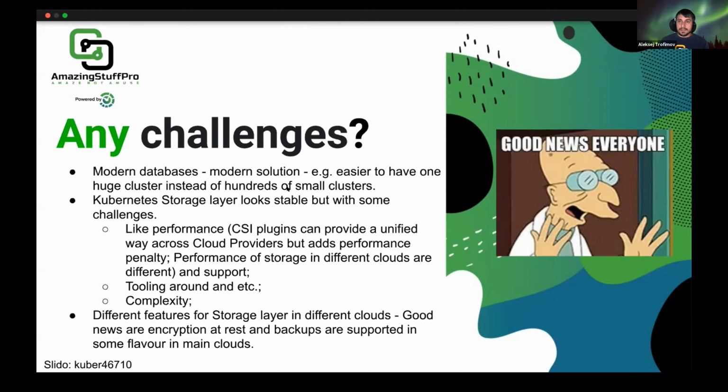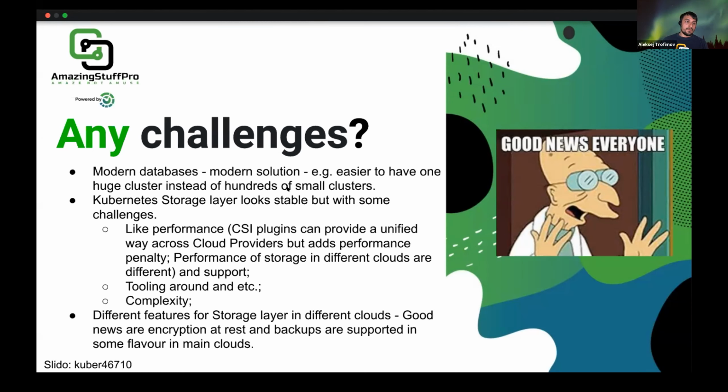Additionally, from our tests, the Kubernetes storage layer looks stable, but with some challenges, primarily performance-wise. For example, a CSI plugin can provide a unified way across any cloud provider, but it adds a performance issue. Storage performance in different cloud vendors is actually a different thing. That's what another presenter today will be talking about.